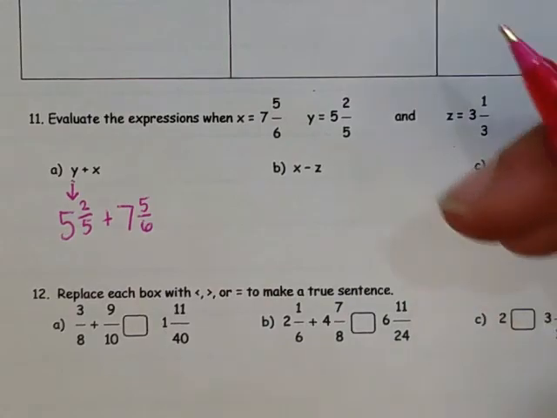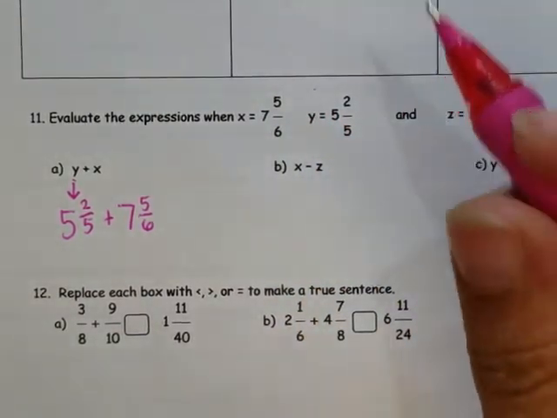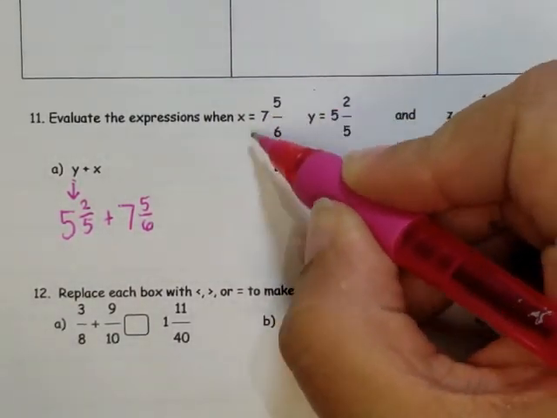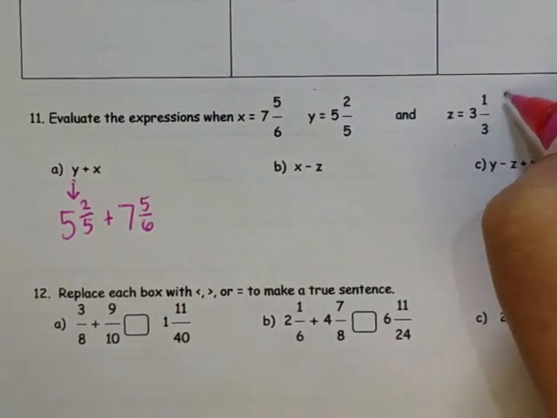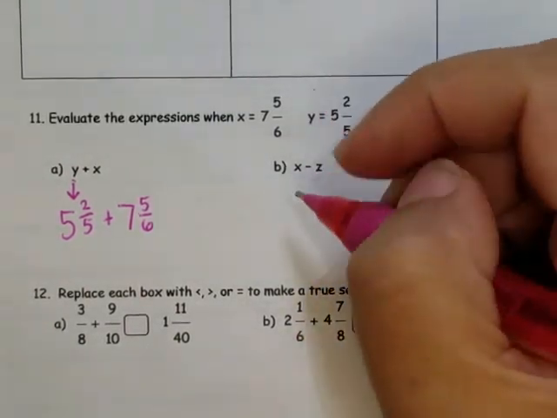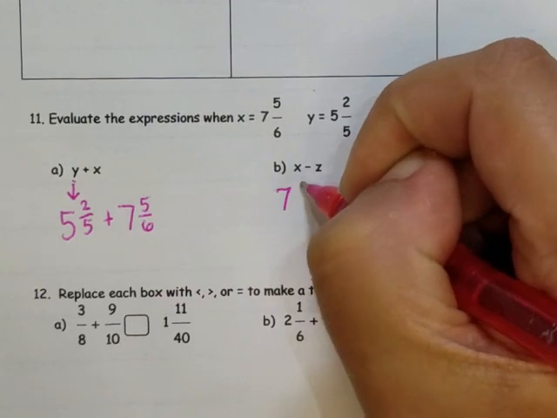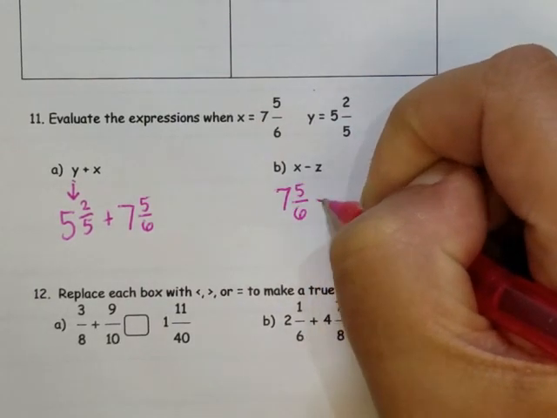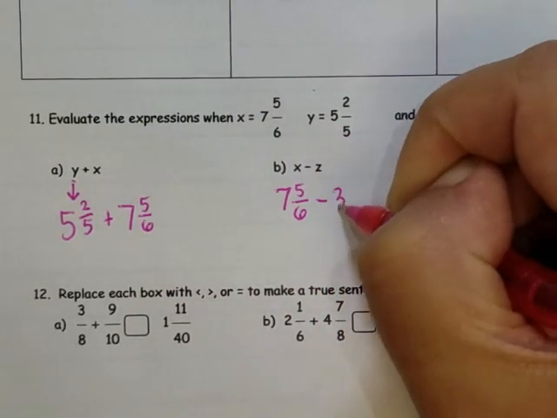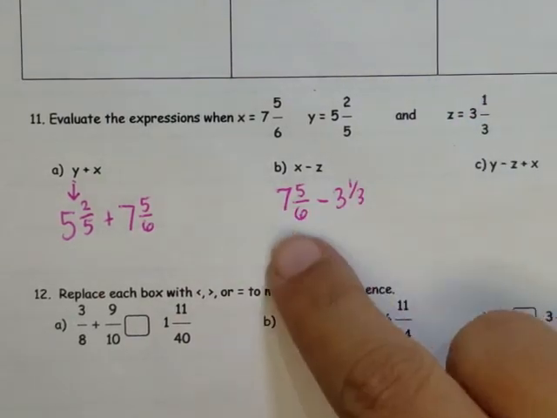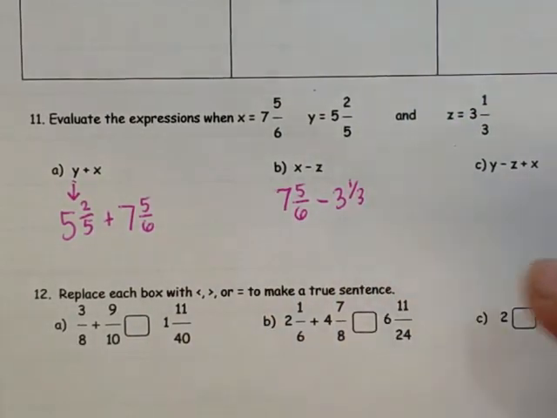Same for b. We're just going to input what they gave us for x. We're going to input what they gave us for z. And then we're going to show the subtraction. So 7 5/6 subtract z, which is 3 1/3, and then just find that common denominator and then subtract as normal.